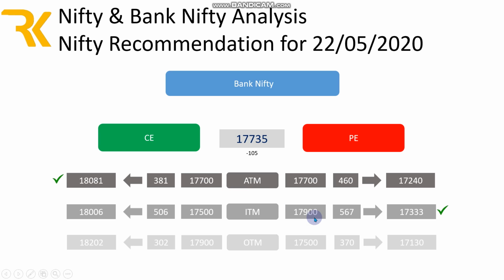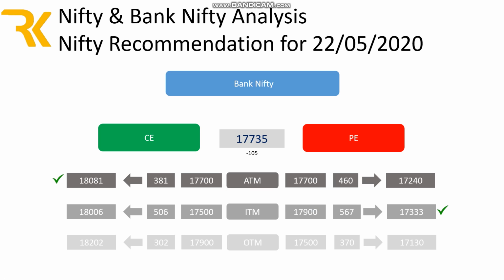And the same thing with bank Nifty. If the market opens a little positive, go ahead with the at the money call option 17700, and whenever you see somewhere around the 18000 level, exit your call option side and then go ahead with your 17900 put option. So tomorrow is going to be two strategies.